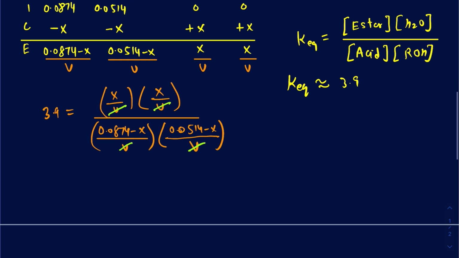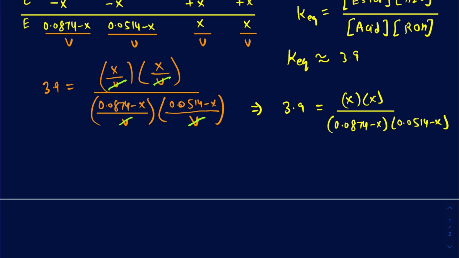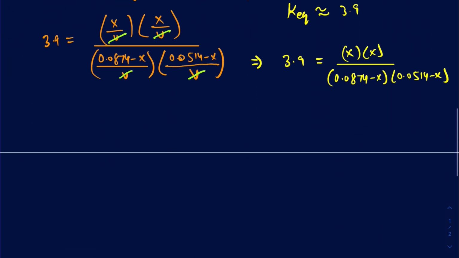So, all right, this is eventually going to be simplified into, let's write that down as 3.9 equals X times X, and then in the denominator we would have 0.0874 minus X and 0.0514 minus X. So if I could somehow figure out what that X is, we will be able to figure out the amount of moles being made for this ester and this water here. Okay, so that's what we really need to do. And let's just try to solve this out.